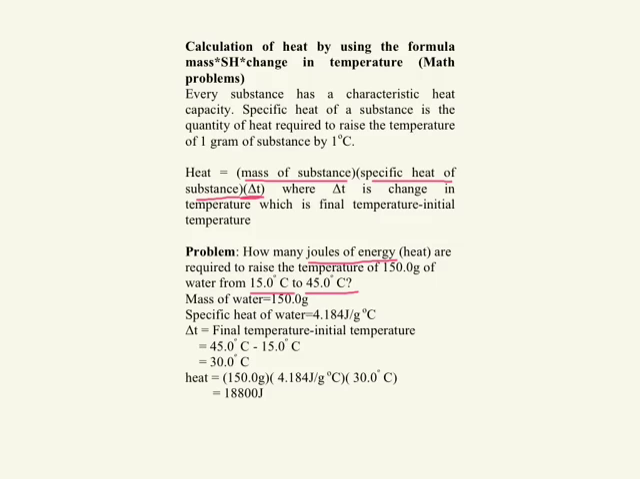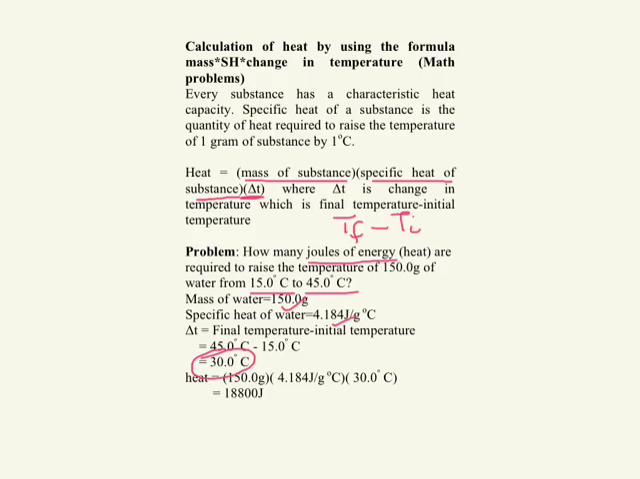And what is delta T? That's the change in temperature. And what is the change in temperature? Final temperature minus initial temperature. Mass is 150. The specific heat of water is a constant number, which is 4.184 for water. Delta T is final minus initial. Final temperature is 45, initial is 15, so the change is 30.